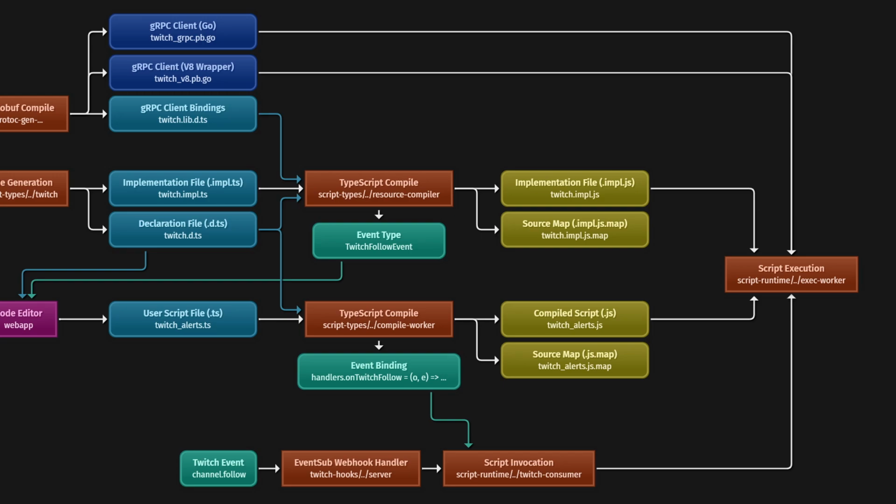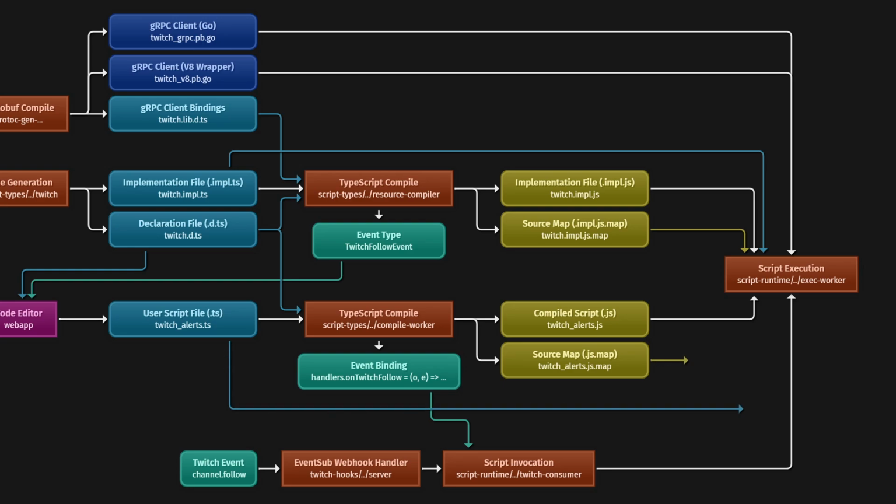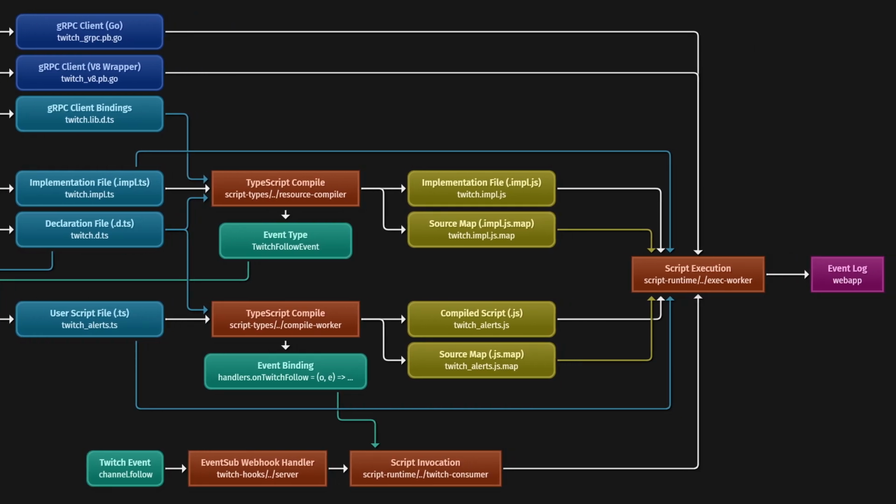Of course, if something goes wrong, we want to present the user with accurate error information. So we also need to pull in the original TypeScript source files and the source maps for all the relevant code. Once our user-supplied event handler function is finished running, we've finished responding to the event, and we can log all the relevant results for the user to see.